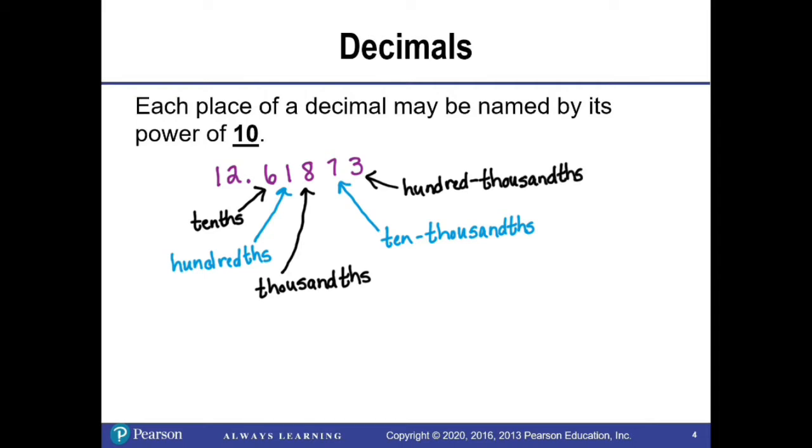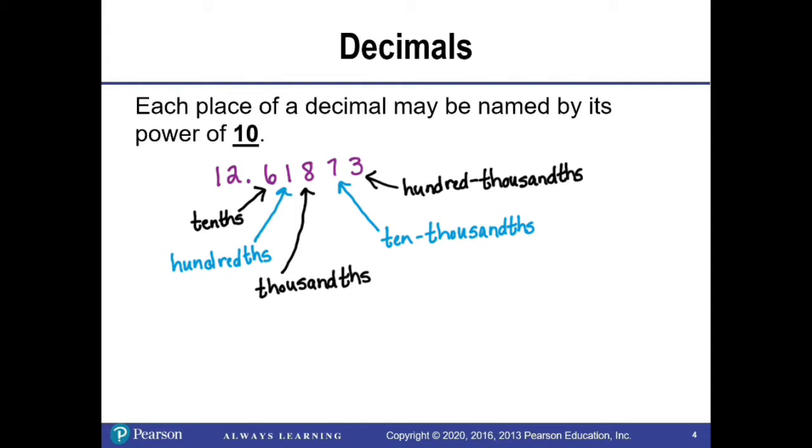This decimal would be read 12.61873, or we can read this decimal as 12 and 61,873 hundred thousandths. So notice two things. When I read the decimal, I said 12 and, that and symbolizes the decimal place. And then I also read it and I used the hundred thousandths place, that last decimal place.